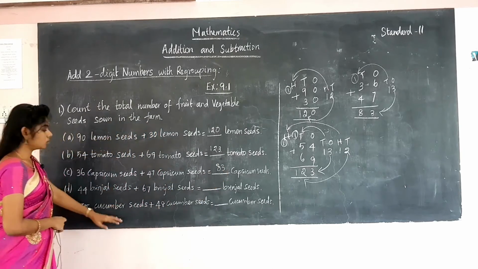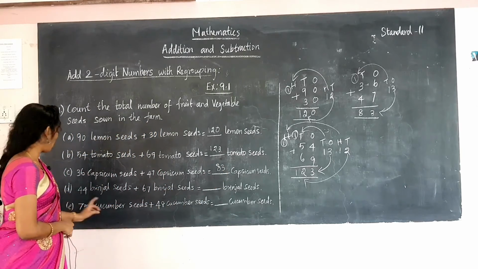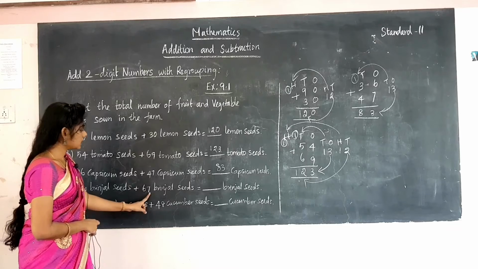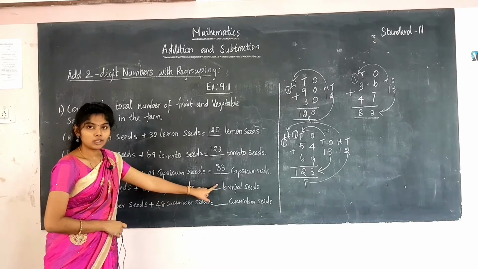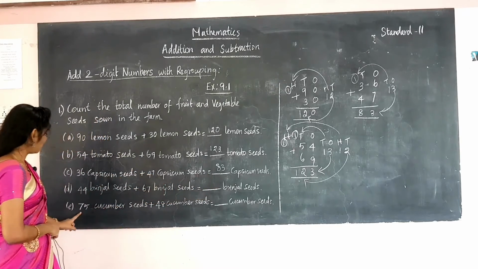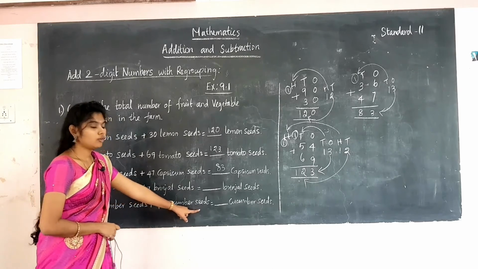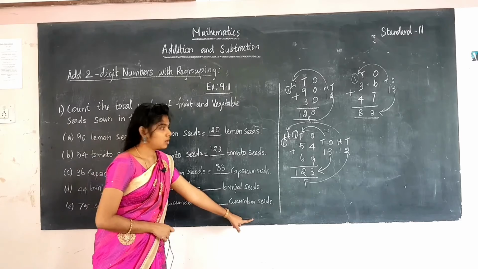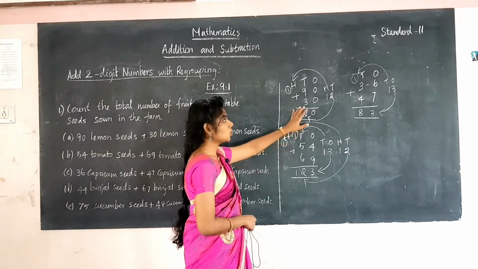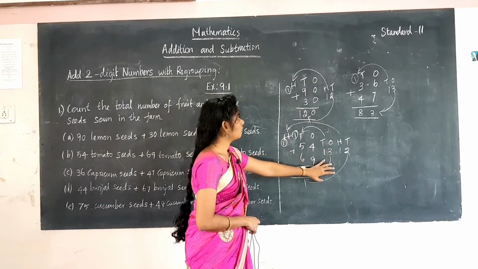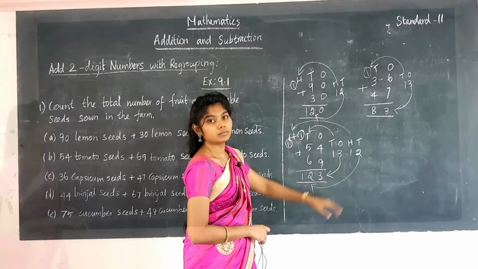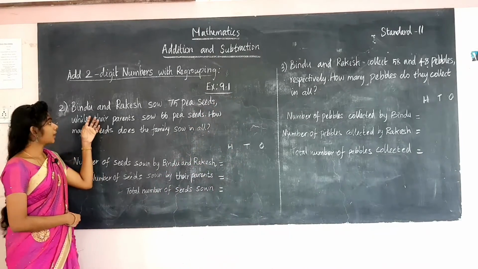And the remaining 2 things you are going to do as your homework. 44 brinjal seeds plus 67 brinjal seeds. You are going to find the total number of brinjal seeds. And then 75 cucumber seeds plus 48 cucumber seeds. You are going to find the total number of cucumber seeds. So this is how to add 2-digit numbers without regrouping. With regrouping we have seen. Now we shall see the second problem.